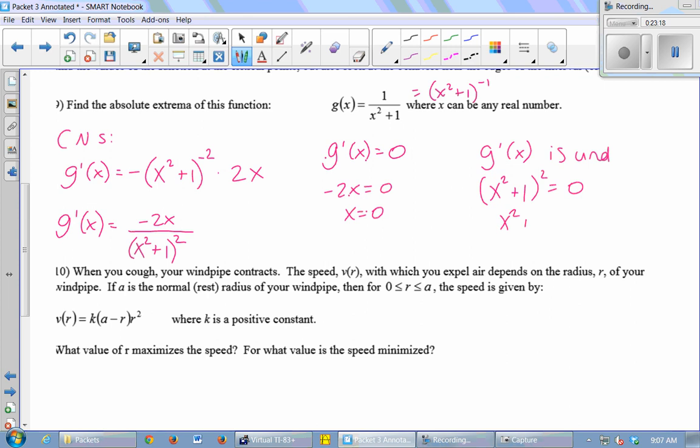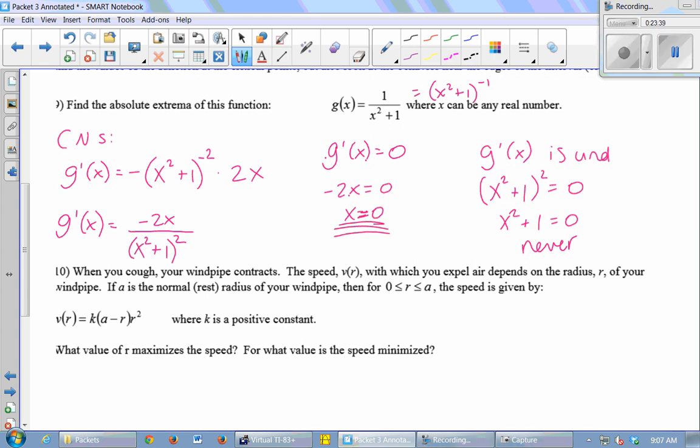So x squared plus 1 equals 0. Can that ever happen? No. X squared can never equal negative 1 because when you square something, it's always positive. So that equation has no solutions. All right, so we've got a critical number at x equals 0.